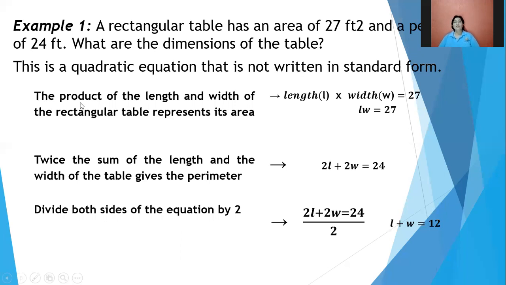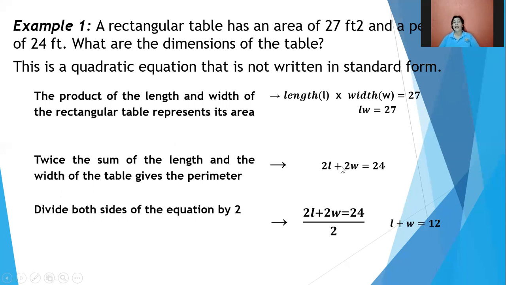Now, since the given is the area, the product of the length and width of a rectangular table represents its area. The formula in finding area is length times width, where the given area is 27 square feet. Therefore, 27 is equal to length times width, where the perimeter is 24 feet. The formula in finding the perimeter of a rectangle is P is equal to 2L plus 2W.